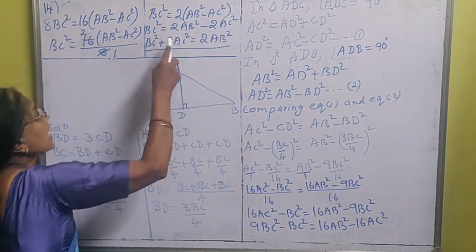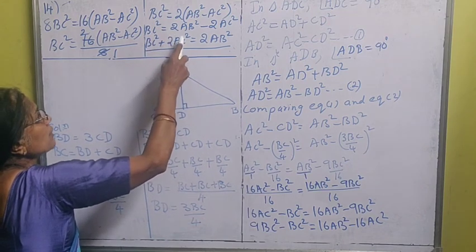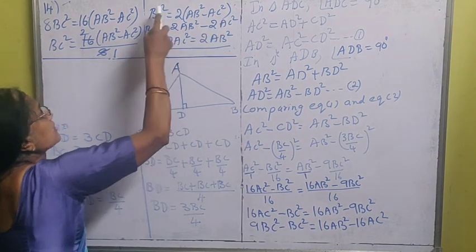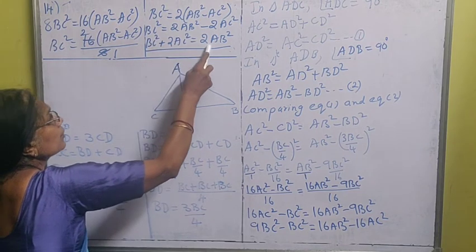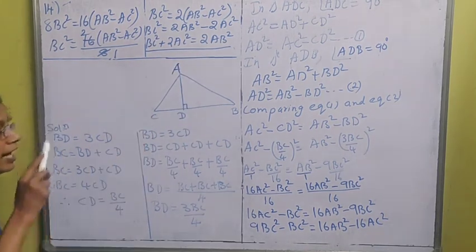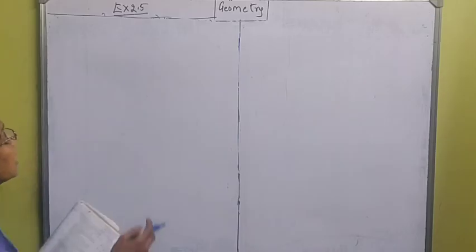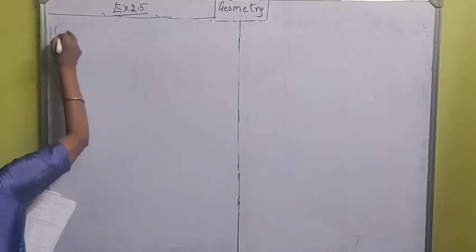So what he asked is BC square plus 2AC square, means minus 2AC square I will bring on the left hand side. I will get BC square plus 2AC square is equal to 2AB square. So we have proved our sum. Now I will start with sum number 16.